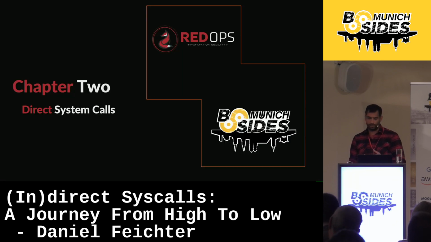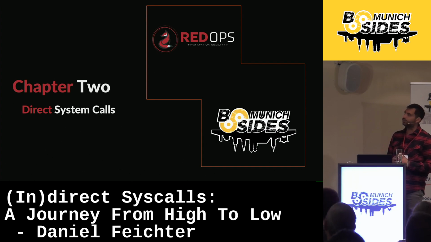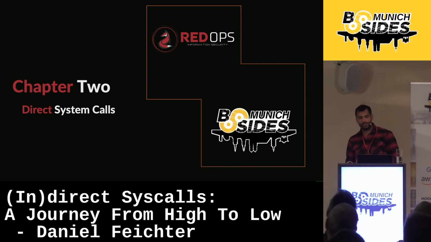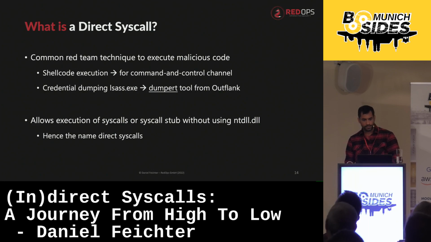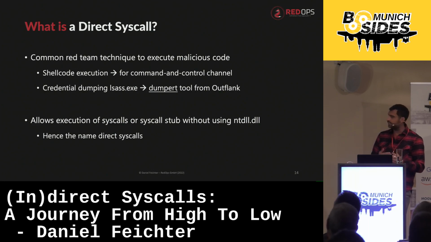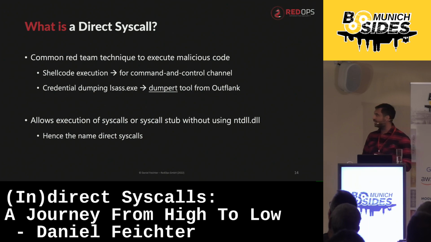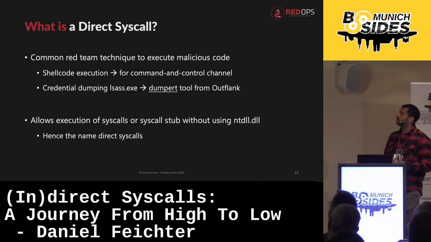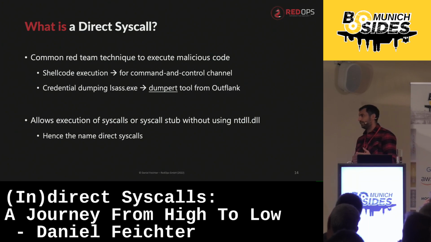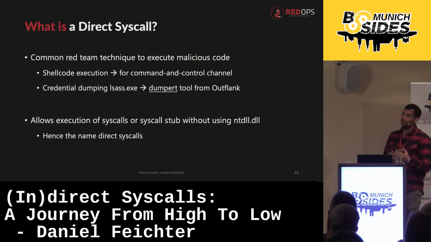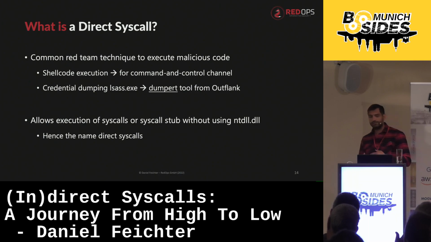So we now have a brief understanding of what system calls in Windows are used for, and now we want to try to understand direct system calls. Direct system calls were, I would say, a common red team technique to, for example, execute malicious code, use it for shellcode execution, or also to dump the LSASS process, like the tool from Outflank called Dumpert. Simply said, it allows us the execution of the syscall stub without using or accessing ntdll. Hence also the name direct syscalls.